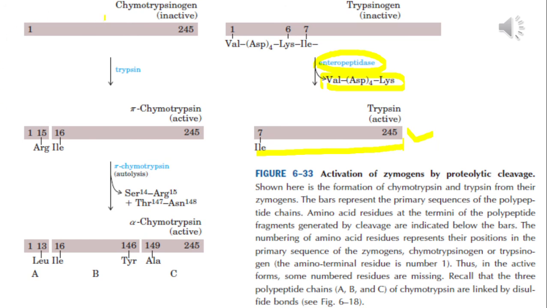What about chymotrypsinogen? It consists of 245 amino acids again. First of all, trypsin is acting upon it, making a cleavage between the 15th amino acid arginine and the 16th amino acid isoleucine. Then alpha chymotrypsin is removing a fragment of two amino acids, the 14th and 15th amino acid, and one more fragment, the 147th and 148th amino acids. Now the functional chymotrypsin active molecule consists of three fragments: amino acids 1 to 13, 16th to 146th, and 149th to 245th. They are accordingly named fragment A, B, and C.